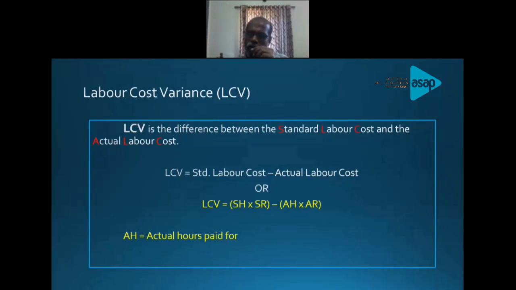Sometimes the actual loss may be more than that. Sometimes there may be abnormal loss of time. From the time paid for, some part of the time may be lost. For the computation of labor cost variance, you should not take into account the normal as well as the abnormal loss of time. You should take into account the actual hours paid for. Remember, this is always very important.